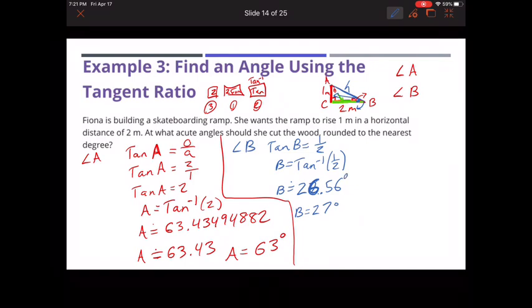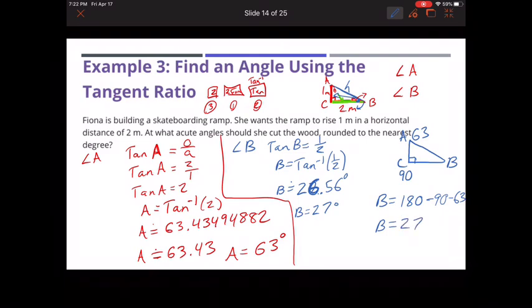Or we can think of it in terms of the triangle to find B. So A, C, B. If we know that this is 90 degrees and we know that this is 63 degrees, or we're rounding it to 63 degrees, then we can use what we know about triangles and say B equals 180 degrees minus 90 minus 63, because we know that the angles of a triangle have to add up to 180. So if we subtract the other 2, we're going to get what's left over. Those are all degrees.